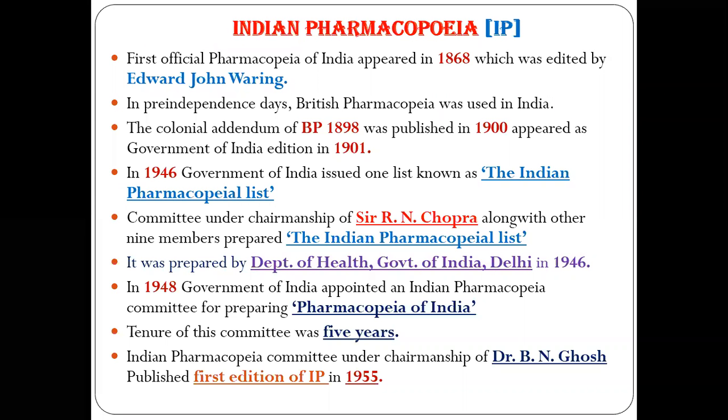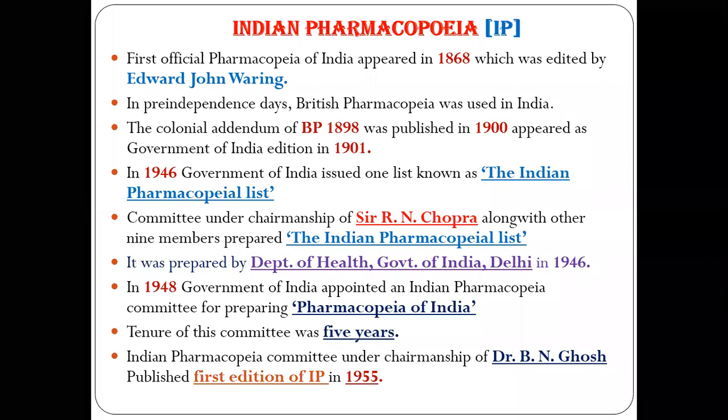Now we will see the Indian Pharmacopoeia. As I have told you, pharmacopoeia is nothing but the information of the drug, and every country has its own book or its own pharmacopoeia. So our India also has its pharmacopoeia, and its name is the Indian Pharmacopoeia. Here, the first official pharmacopoeia of India appeared in 1868.